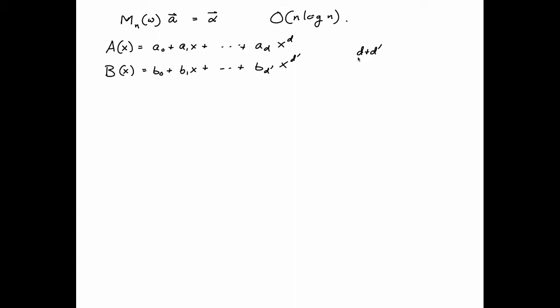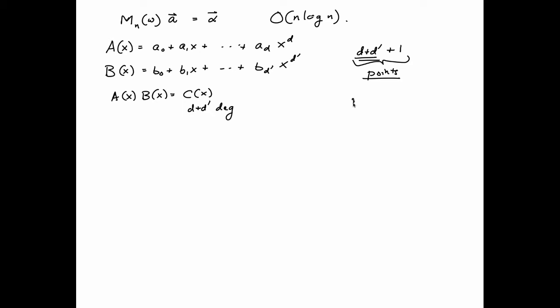And so the product A of x times B of x is C of x, which is a polynomial of degree d plus d prime. And we know from CS70 that if we evaluate a polynomial of this degree at degree plus 1 points, so this is of degree d plus d prime, but if we evaluate it at this many points, then we can figure out C of x uniquely by interpolating. Okay, so that's what we want to do.